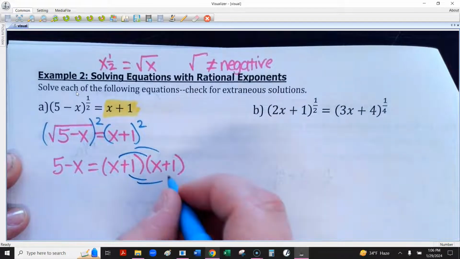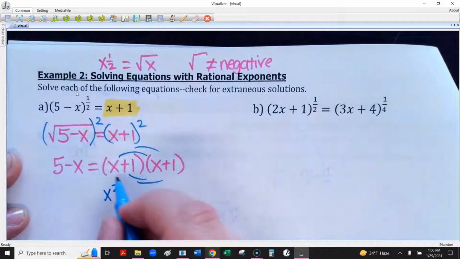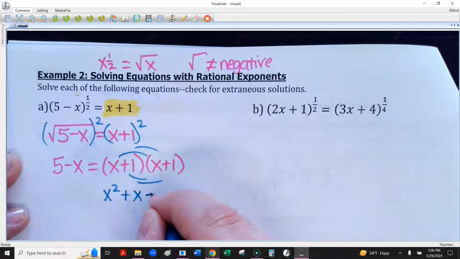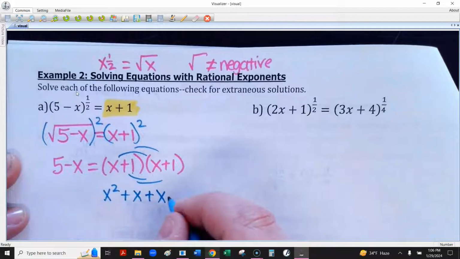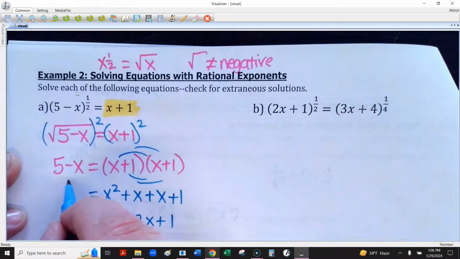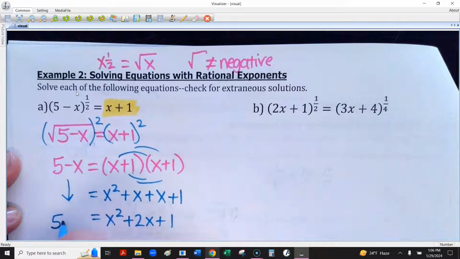So x times x would give you x squared. X times 1 will give you 1x. Then I'm going to get 1 times x, which is another 1x. And 1 times 1 is 1. So all simplified here, we'd have x squared plus 2x plus 1. And I'm just going to bring down the rest of this, which is 5 minus x.